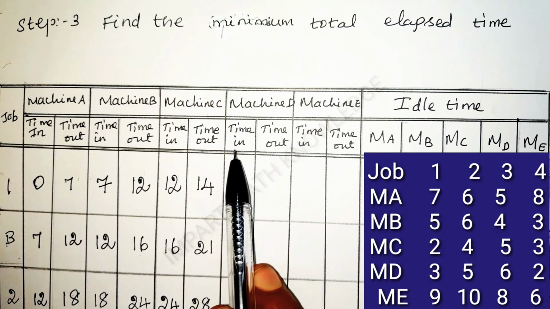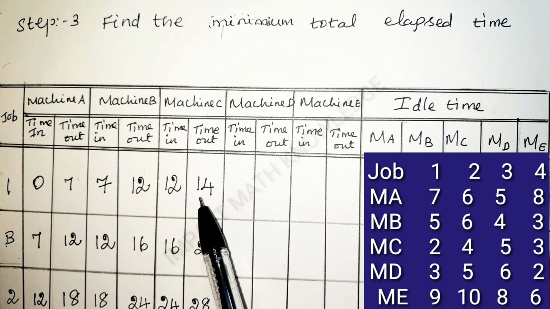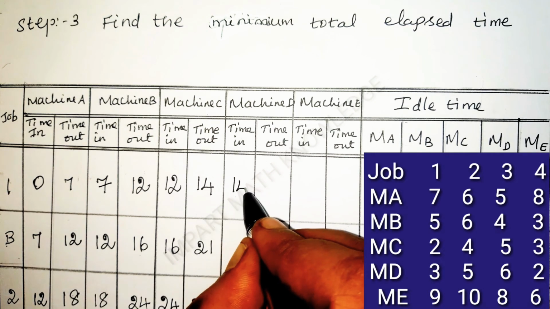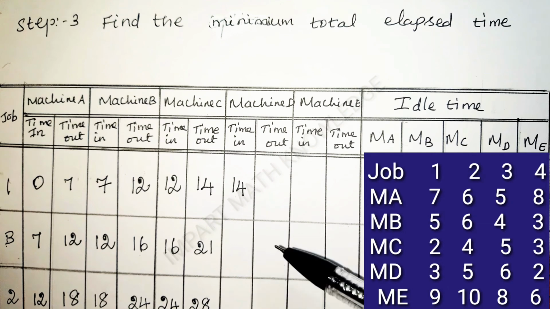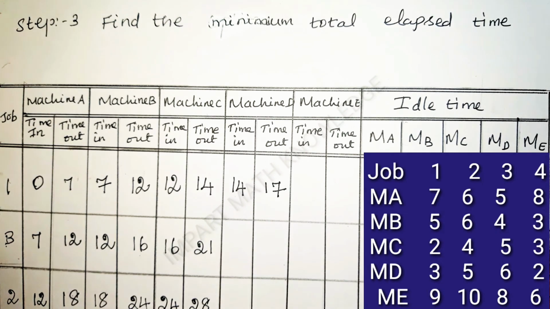Next we find time in and time out for machine D. For machine D, job 1 starts at the 14th hour because machine C completes the first job at the 14th hour. So time in is 14. The processing time for job 1 on machine D is 3. So 14 plus 3 is equal to 17. For job 3, time in is 21 because 17 is not possible. The processing time for job 3 on machine D is 6. So 21 plus 6 is equal to 27.